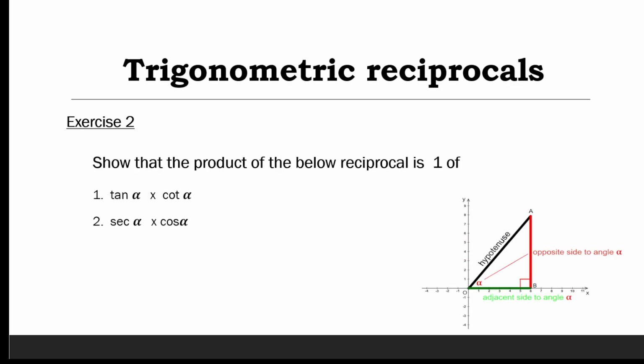There is an exercise for you to show that the product of tan alpha and cot alpha, which are reciprocals, gives 1, and to show that the product of sec alpha and cos alpha yields 1 as they are reciprocals.